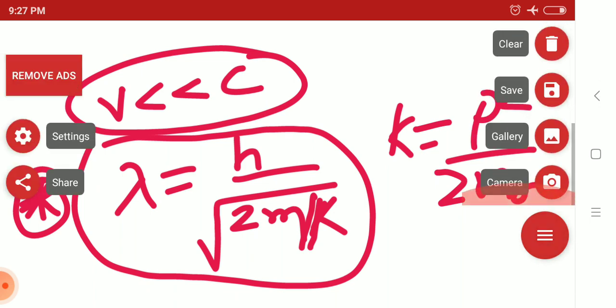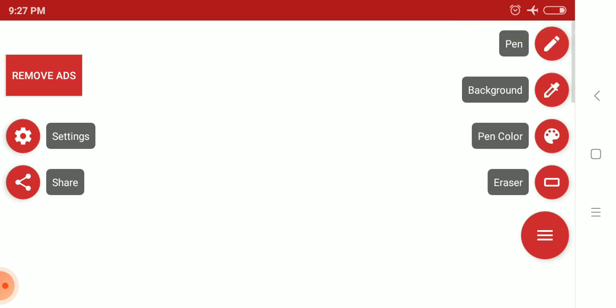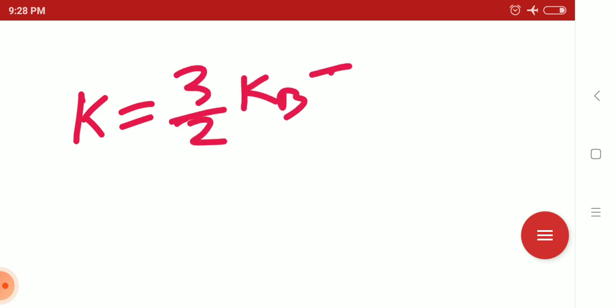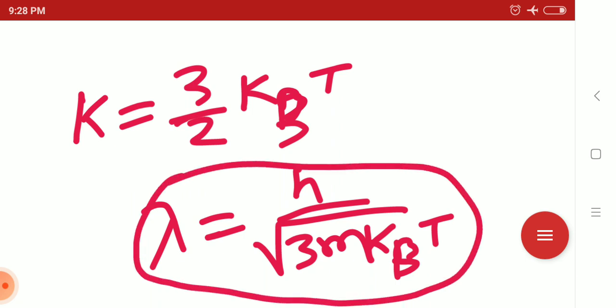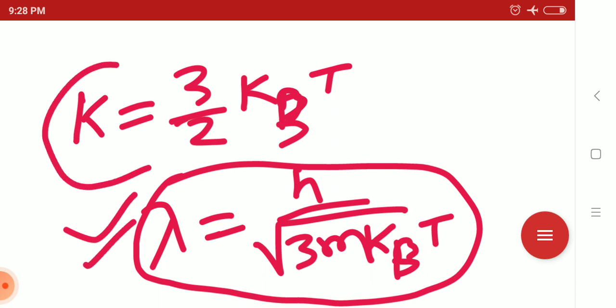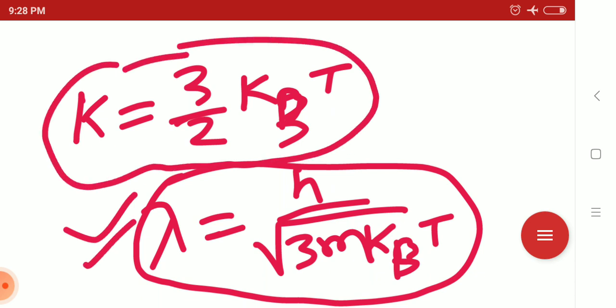Now the second case arises when the kinetic energy is given as 3 by 2 kBT. Then the formula turns into lambda equals h by root 3m kBT. So when the kinetic energy is 3 by 2 kBT, the de Broglie wavelength is given by h by root 3m kBT.